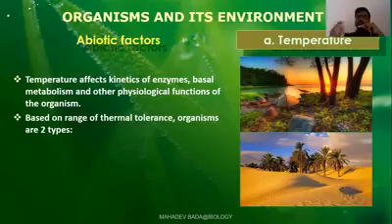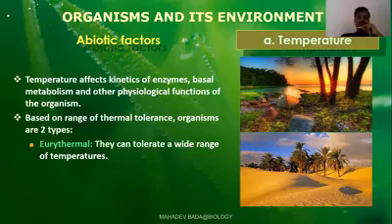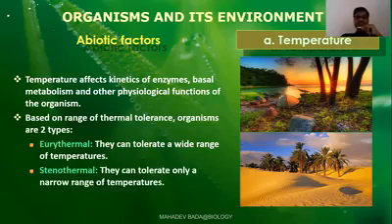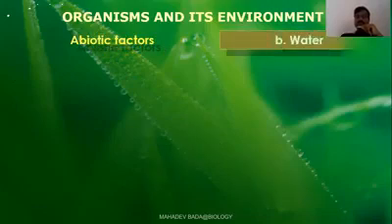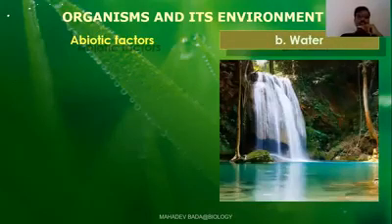Depending upon the tolerance of temperature, the organisms are classified into two types. One type is the eurythermal organisms, which can tolerate a wide range of temperature. Another type is the stenothermal organisms. They can tolerate only a narrow range of temperature. So that's how temperature influences life on the earth.